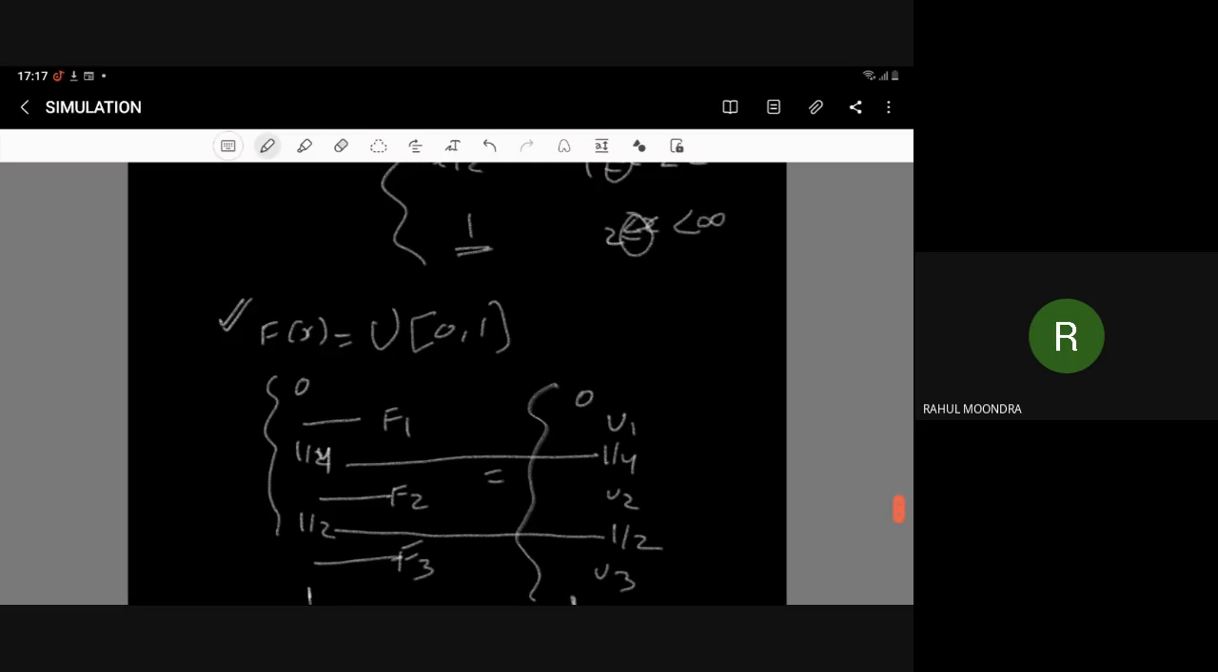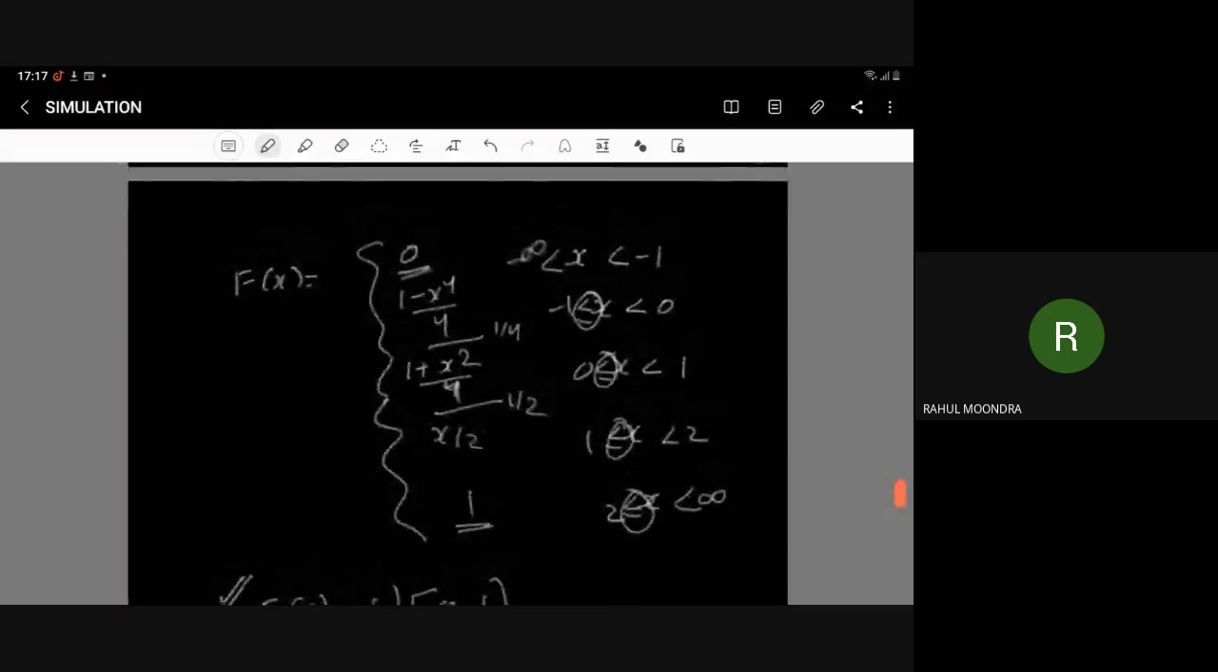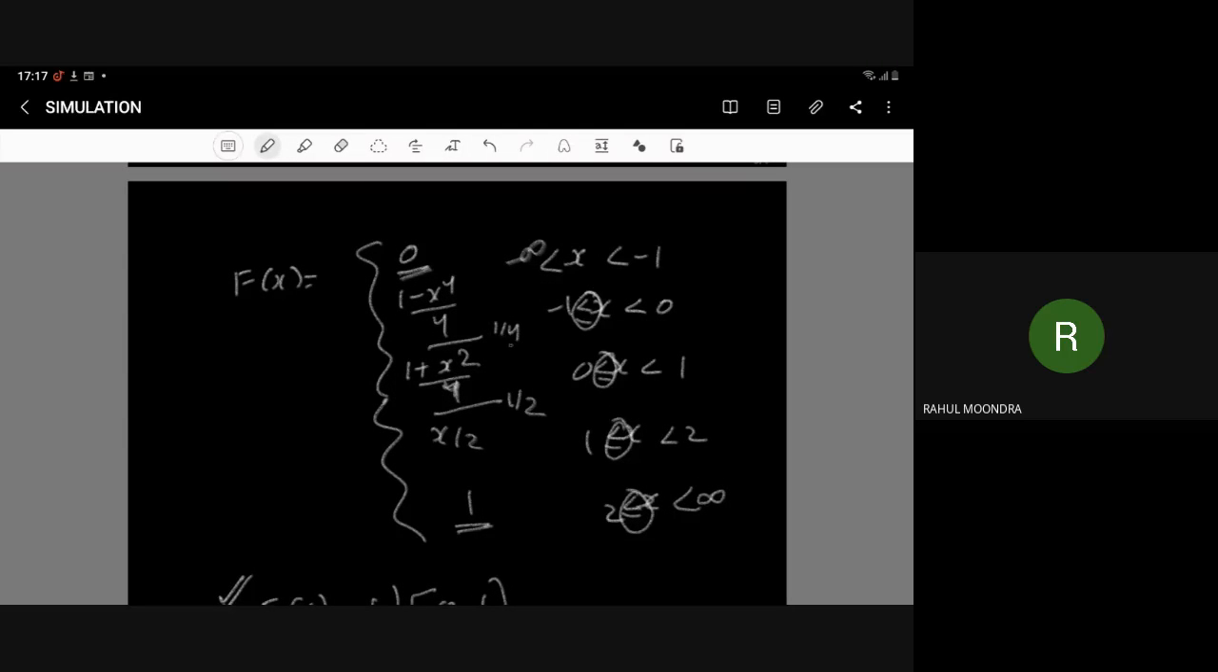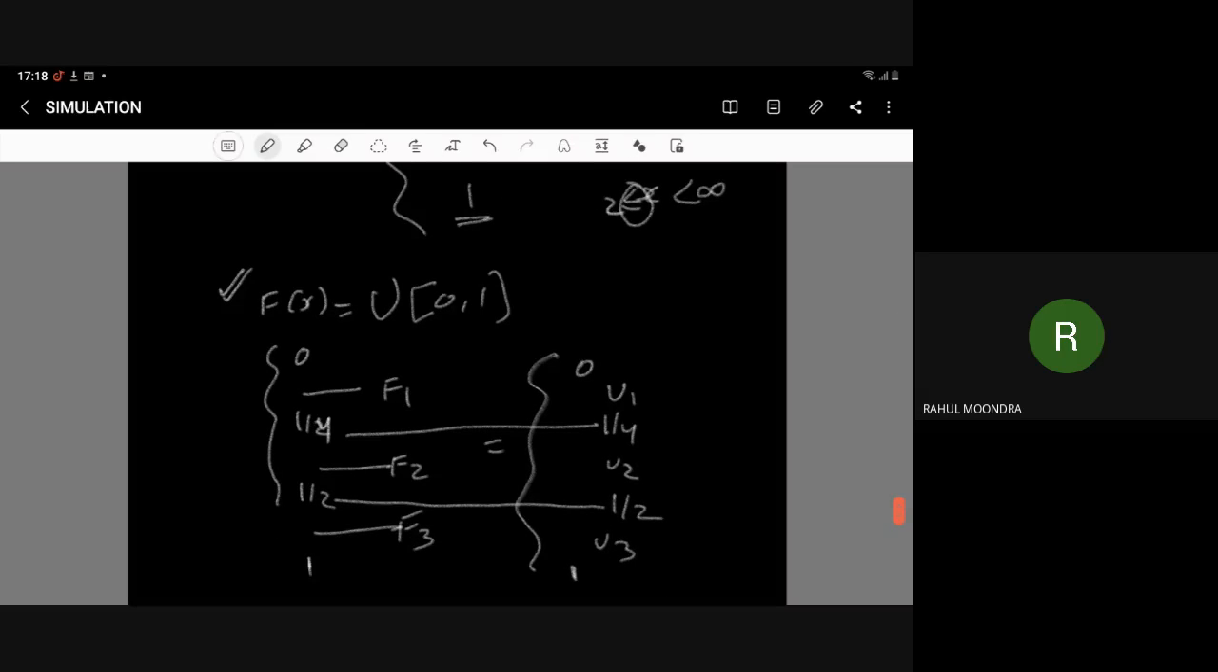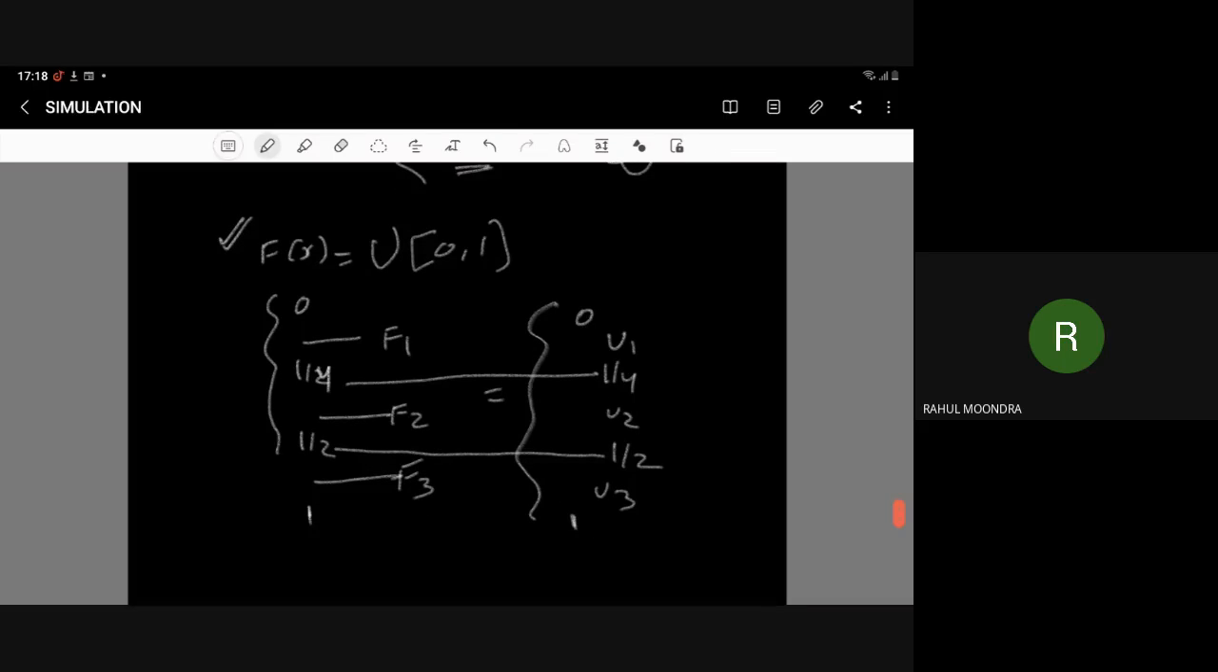In the fx we have seen two constants, 1 by 4 and 1 by 2. So we can write fx in this way: 0, 1 by 4, 1 by 2 and 1. And in the intermediate we have the functions f1, f2, f3. So 0 is equal to 0 when we are determining the one-to-one correspondence. So 0 is equal to 0, 1 is equal to 1, 1 by 4 is equal to 1 by 4, 1 by 2 is equal to 1 by 2.